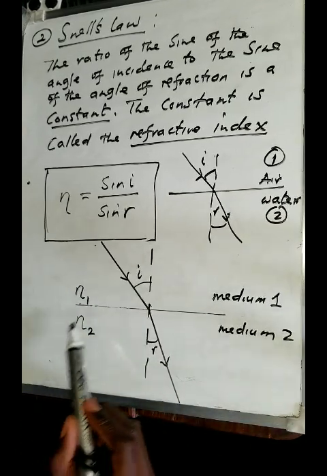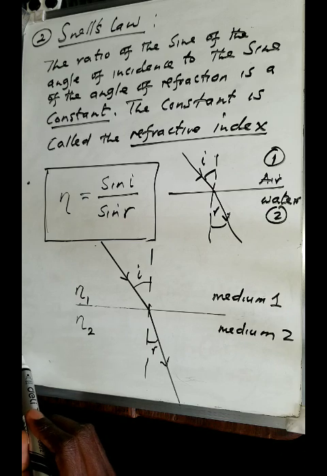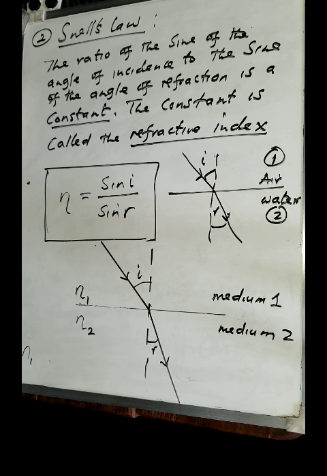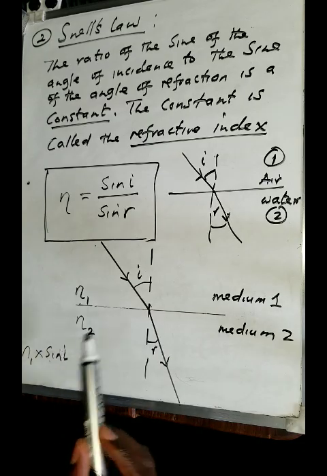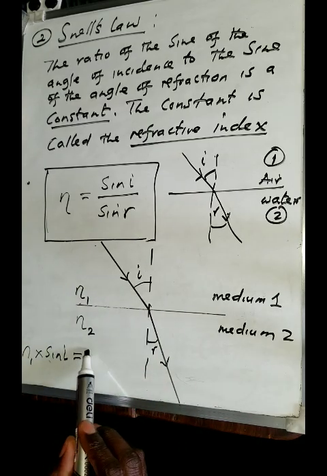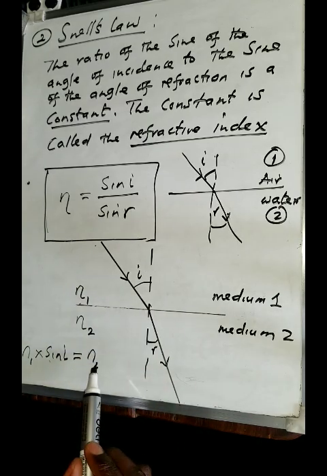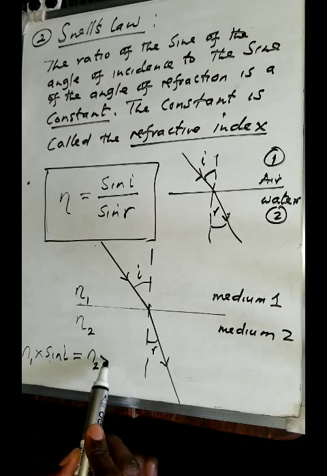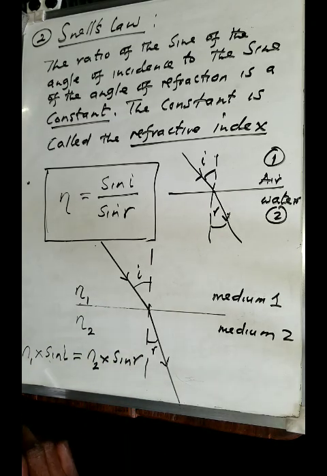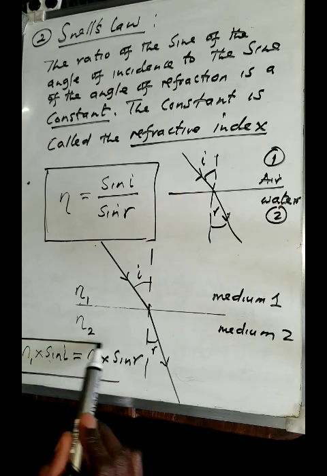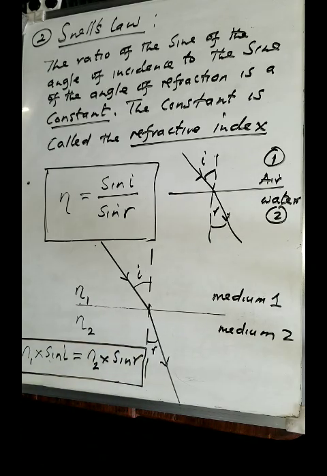It simply means that we can write: the refractive index of the first medium, n1, multiplied by sine of the angle of incidence, will be equal to the refractive index of the second medium, n2, multiplied by sine of the angle of refraction. So this can also be used in our discussion.